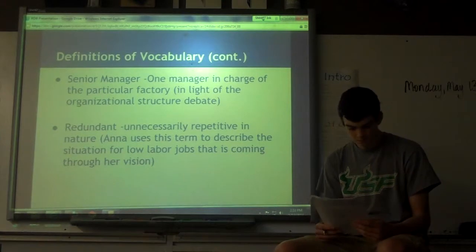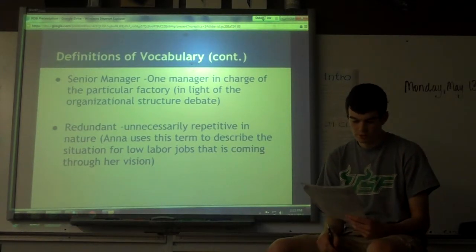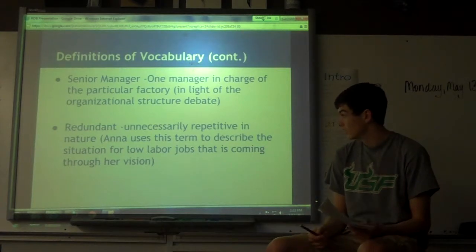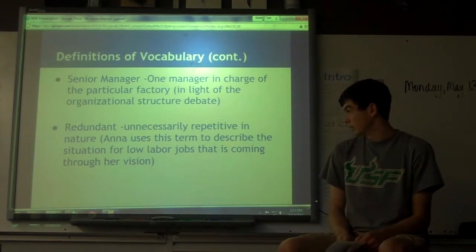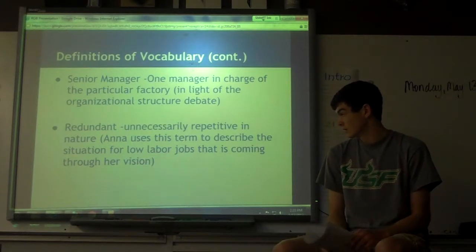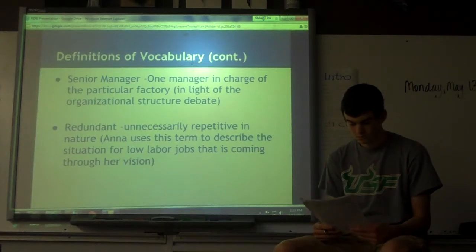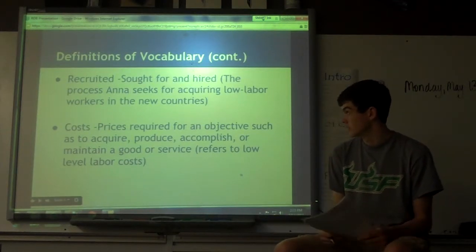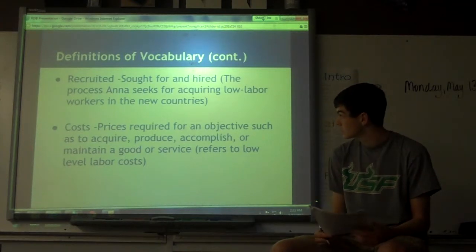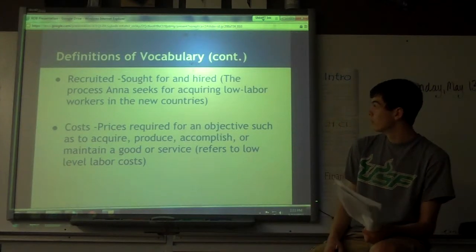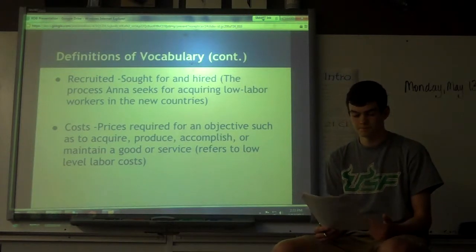Okay, the next vocab word is redundant, which means unnecessarily repetitive in nature. And she uses this word to describe what the low labor jobs will become, especially in Denmark, because they'll just be overlapping and pointless. The next word is recruited, which means sought for and hired, and she uses this word to describe what she's going to do for the low labor workers in the new countries of Brazil, India, and China.